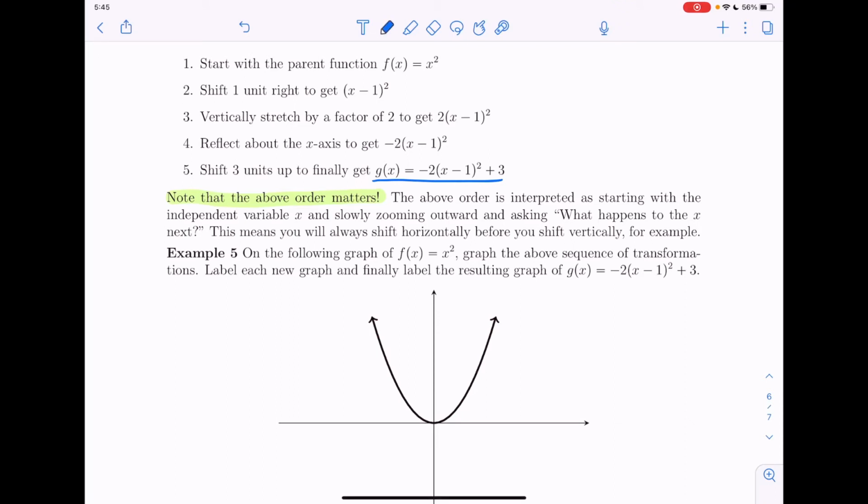So, 1, the first step, we have f of x equals, well, you know, we can skip the f of x part if you want to just call it x squared. Then we're going to shift it 1 unit to the right, and that's step 2. So we're going to come here, I'm going to use a different color. We're going to go over here 1 unit to the right, and then we're going to draw our smiley face. We're going to label that step 2.